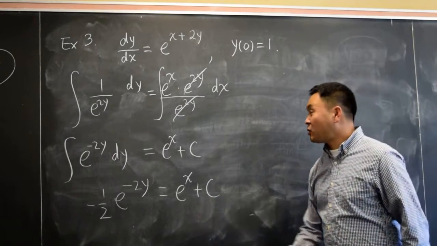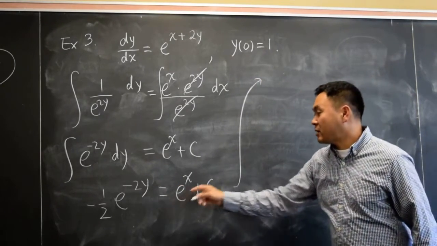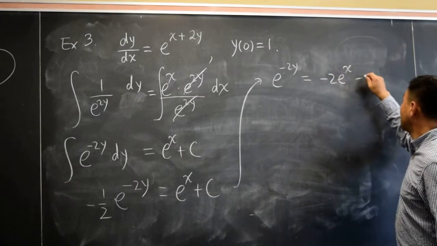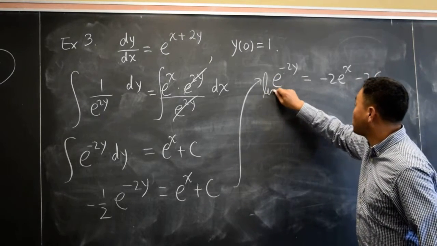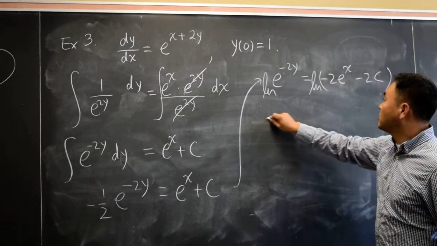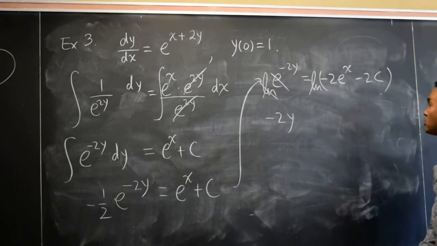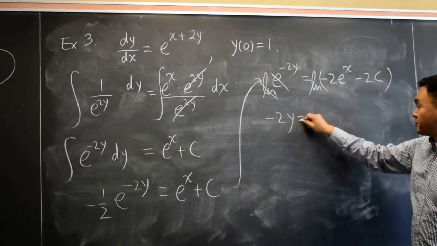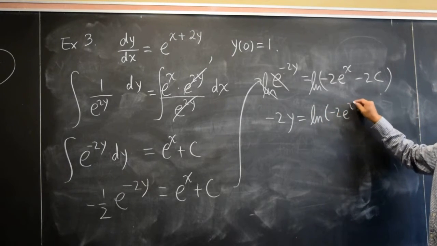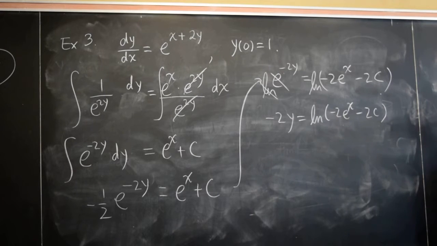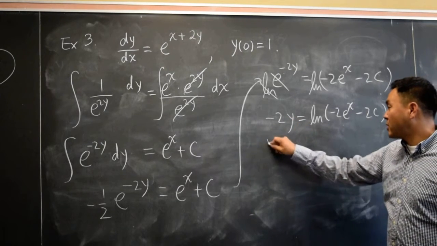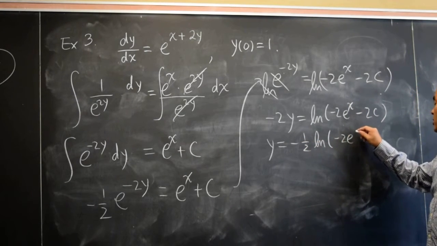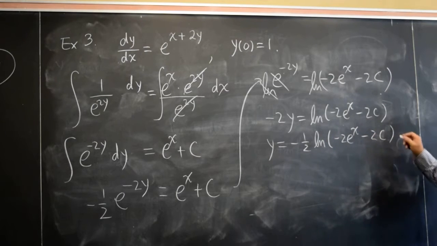And now you have to solve for y. Multiply by negative 2. And then take the ln of both sides, because ln and e cancel. These two can't cancel because of these. So you're stuck with this horrible formula. And then finally you divide by negative 2. So you get negative 1 over 2 ln of negative 2 e to the x minus 2c.